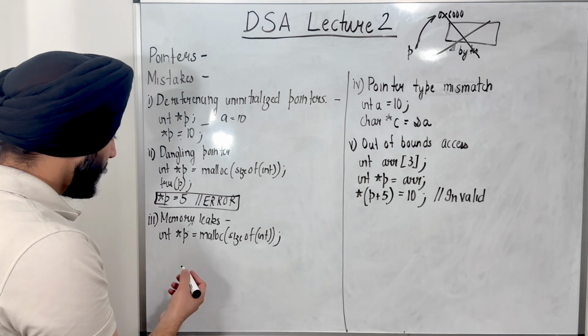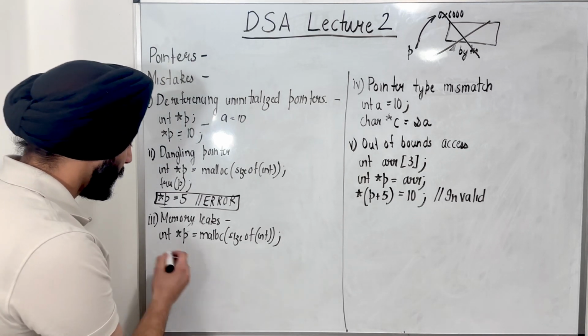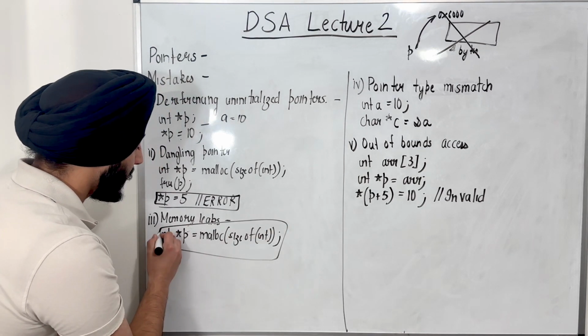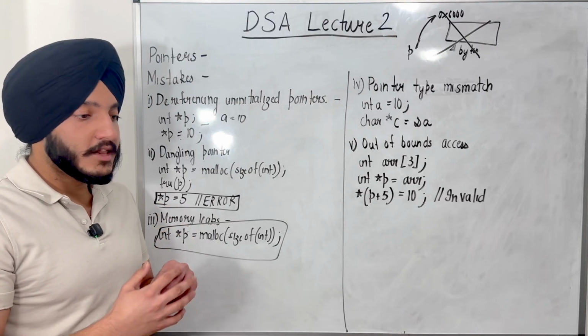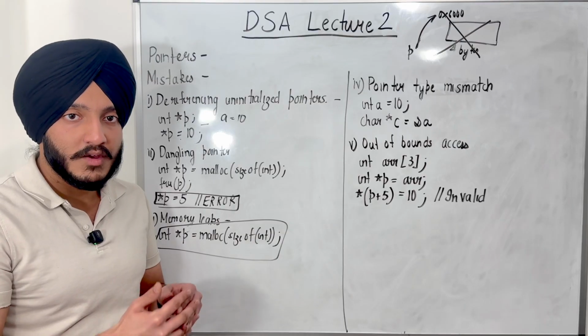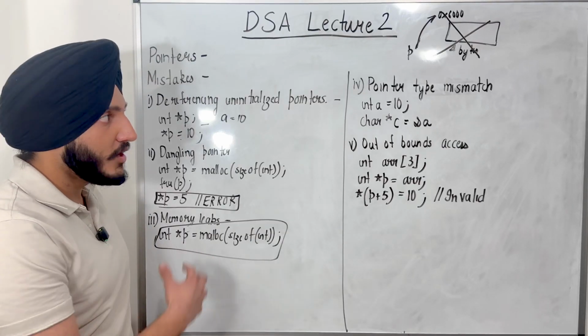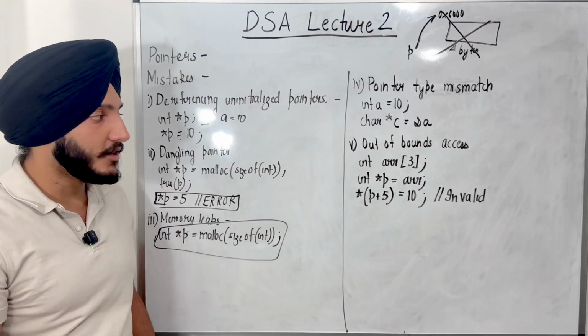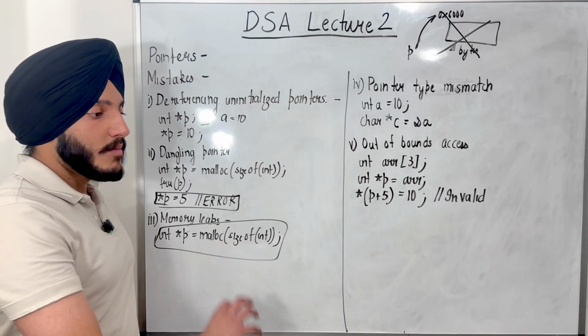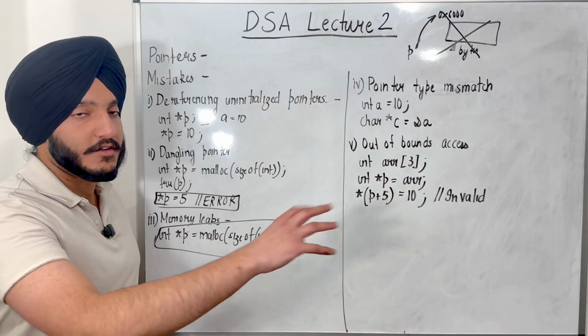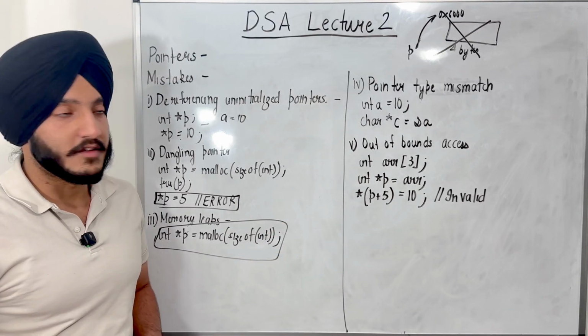The third one is memory leaks. If you dynamically allocate memory, just like I said, in the heap, it doesn't automatically take care of the memory we create. We need to make sure that we free it before we end the program. Otherwise, it can cause memory leaks, meaning that the memory stays somewhere in our system and we can no longer access it.